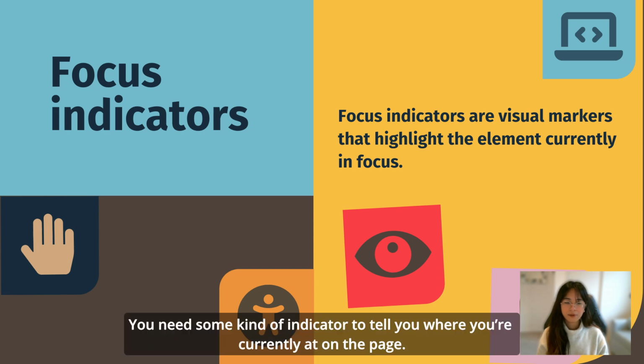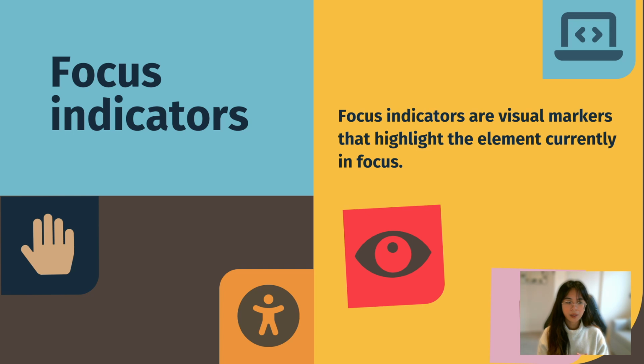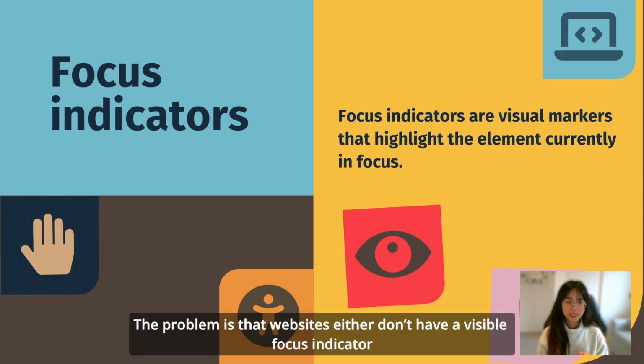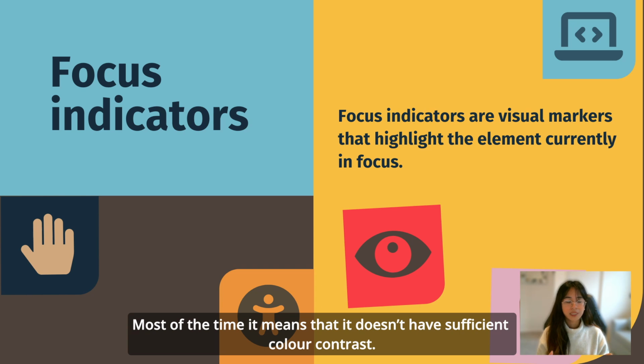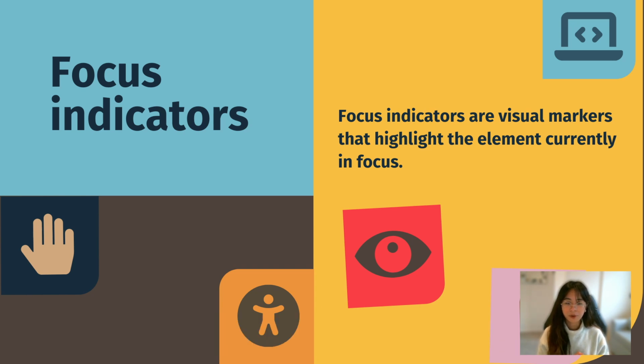You need some kind of indicator to tell you where you're currently at on the page. And the problem is that websites either don't have a visible focus indicator, or they do have one, but it's a bad one. And what do I mean by bad? Well, most of the time it means that it doesn't have sufficient color contrast. So let's take a look at what I mean.